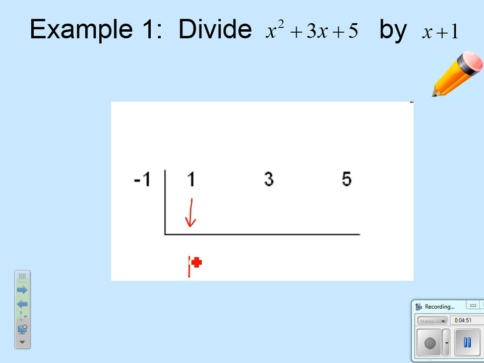Bring down the 1. 1 times -1 is -1. 3 minus 1 is 2. 2 times -1 is -2. And 5 minus 2 is 3.